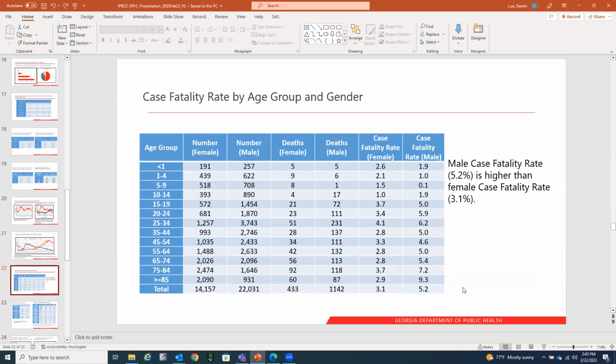This table shows case fatality rates by age group and gender. The blue column is the male, and this one is the female. So the male case fatality rate, 5.2%, is higher than the female case fatality rate, 3.1%.